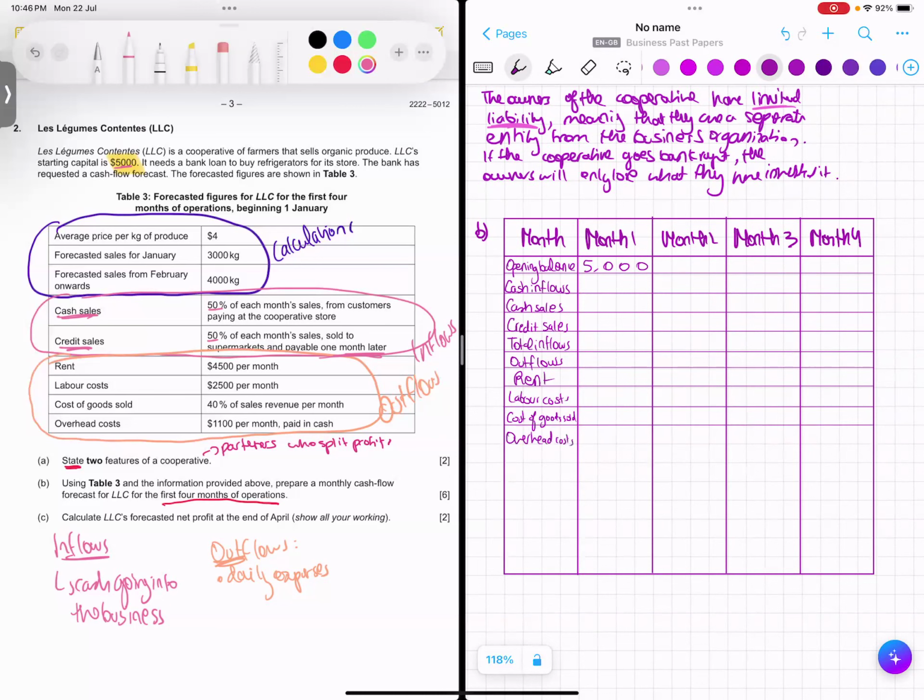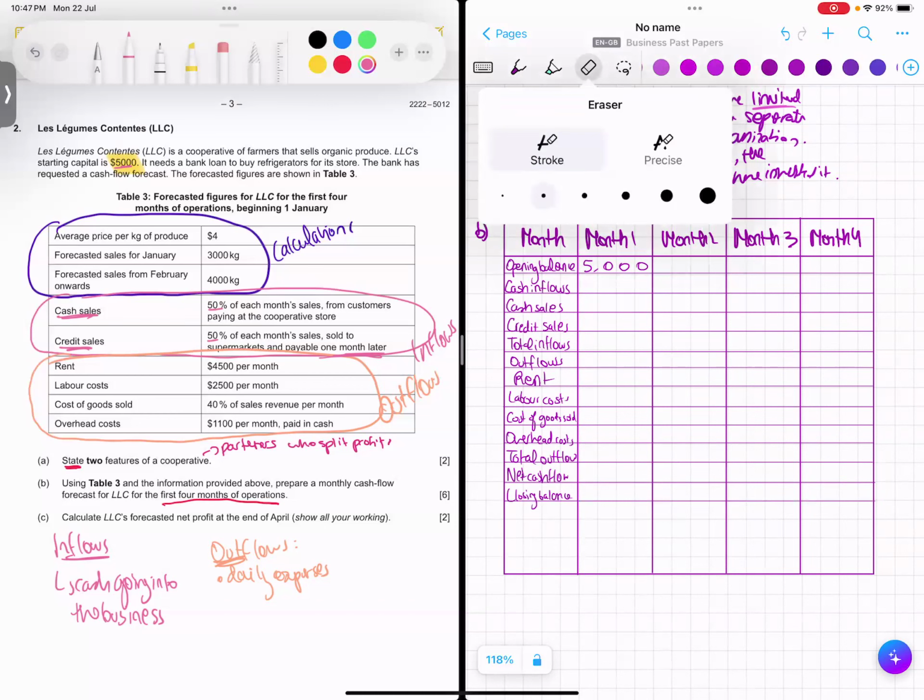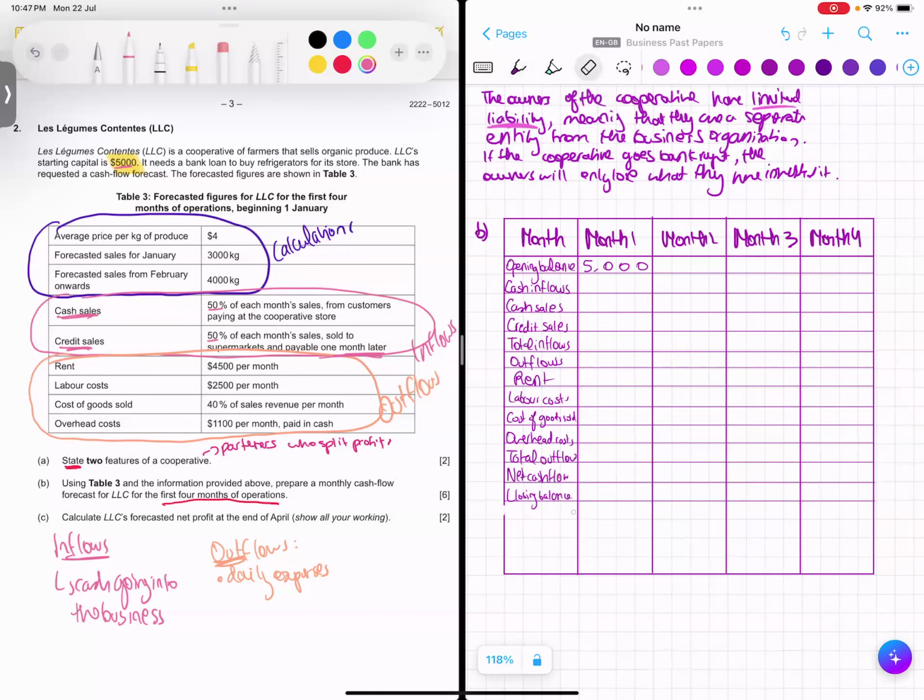I'm sorry this is taking too much time, guys. You can put it on times 2. And then after overhead costs, you have total outflows. Then you have net cash flow. And then you have the closing balance. I probably made this too big, but it's fine. Then you can just erase all of those parts.